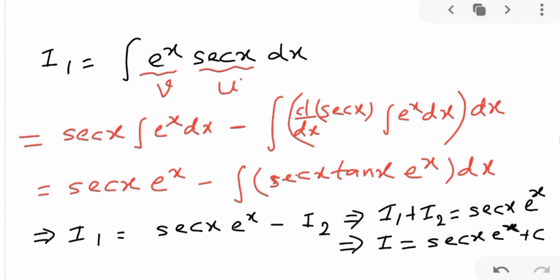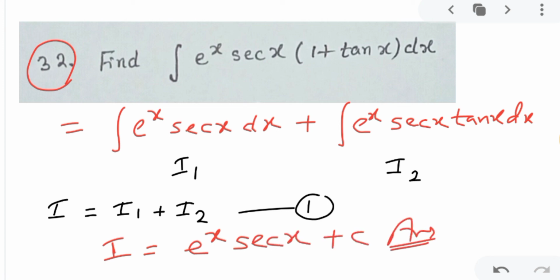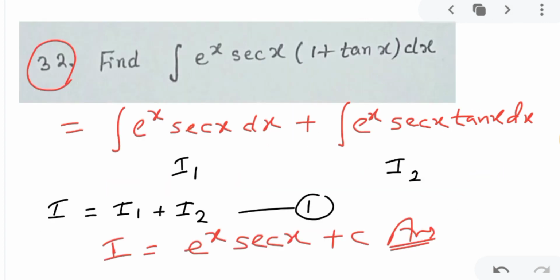So this will be your answer, sec x into e to the power x plus c. I will write it here clearly: I is e to the power x sec x plus c, okay? Sec x into e to the power x, or e to the power x into sec x, plus c, correct? So this will be our answer. Watch it one or two times, then you will understand, okay?